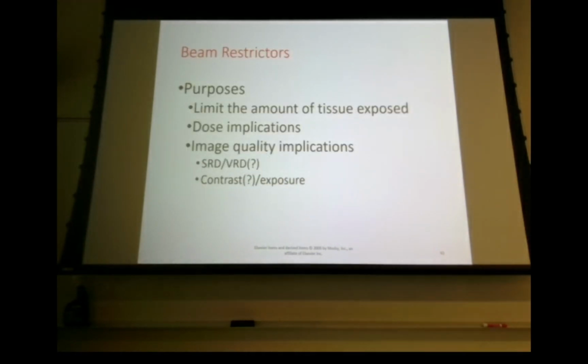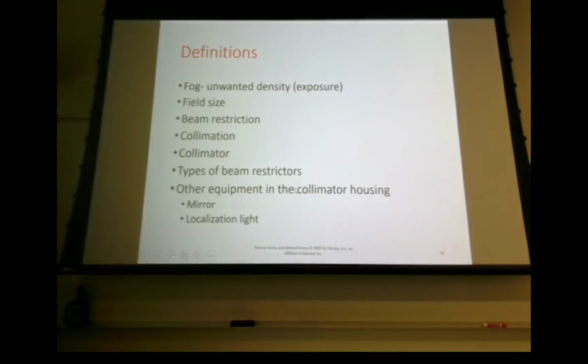So, possible changes to sharpness or recorded detail, well, not sharpness, possible change to visibility, maybe. And then contrast, not so much anymore, but exposure certainly. And that's both exposure to the patient and to the image receptor as well. So just definitions: fog is any kind of unwanted density or exposure on the image receptor.